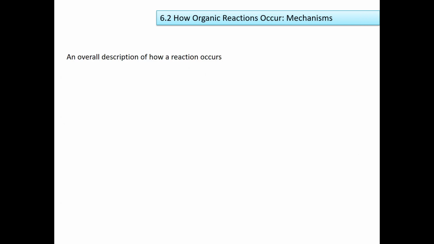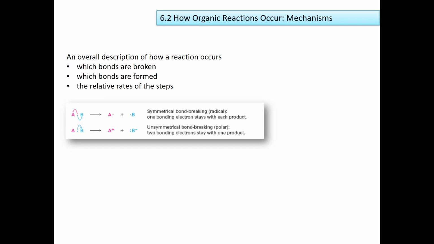Basically, we have these four types of reactions, and now we will describe how a reaction occurs: which bonds are broken, which bonds are formed, the relative rates of these steps. And when we break a bond, we always have two possibilities. One is that we break the bond symmetrically. That means that each atom takes one electron of the bond, and we form two radicals. Or the other way to break the bond is simply that one atom, normally the most electronegative, takes both electrons, and we have one anion and one cation.